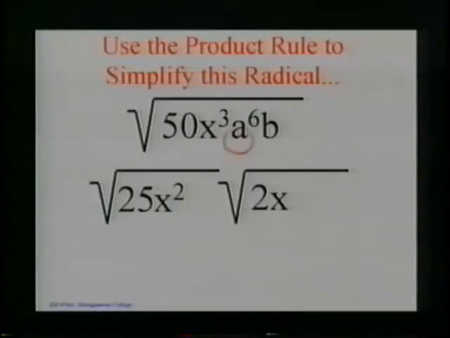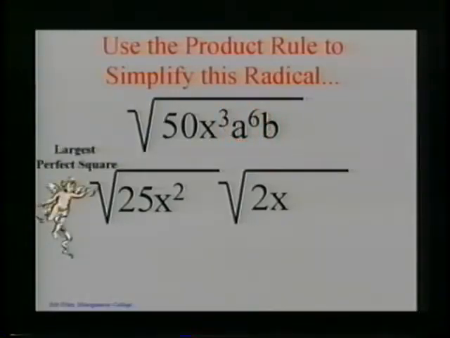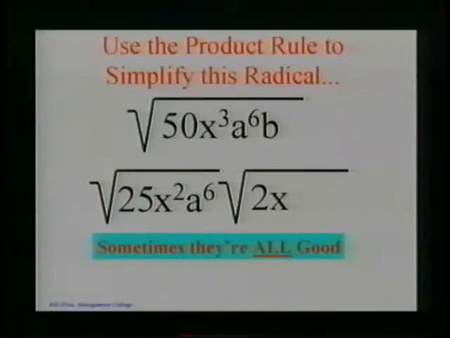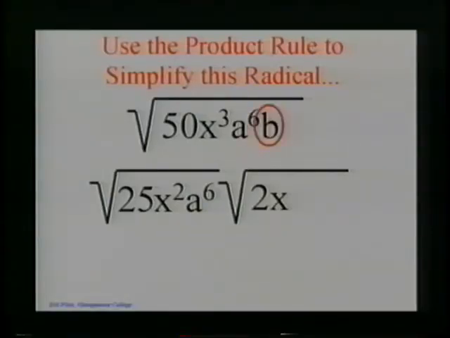It's not that hard. What's the largest perfect square that goes into a to the sixth? Keeping in mind that when you multiply exponents, you add them. A lot of people would think a to the fourth, but actually, the largest perfect square in this case is a to the sixth. Sometimes the whole thing is good. A to the sixth is a perfect square. Remember what the square root of a to the sixth is? A to the third. So there's no leftover.